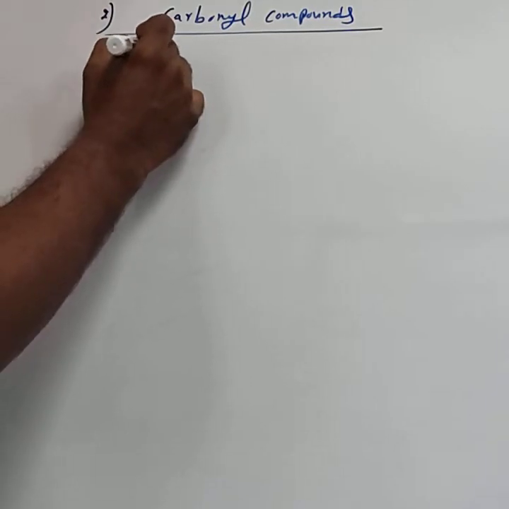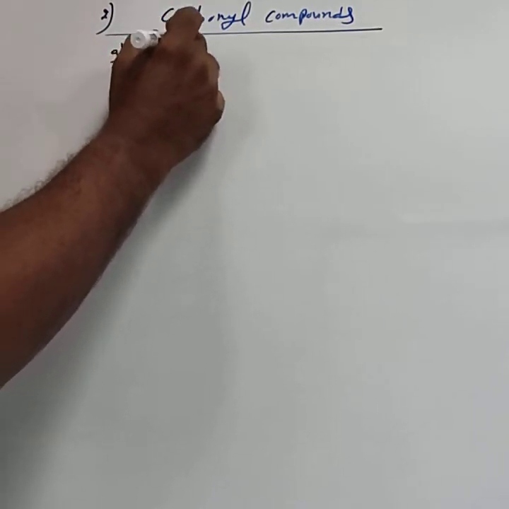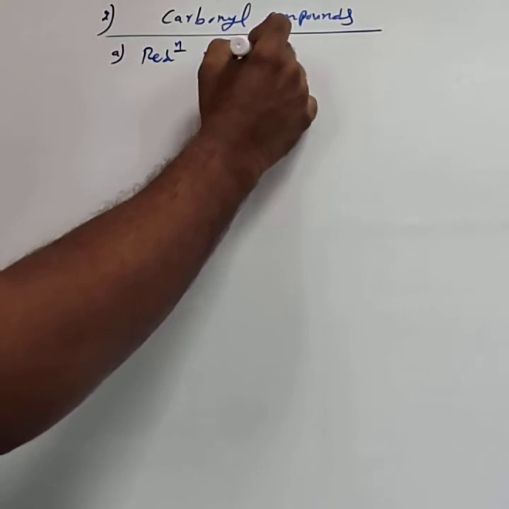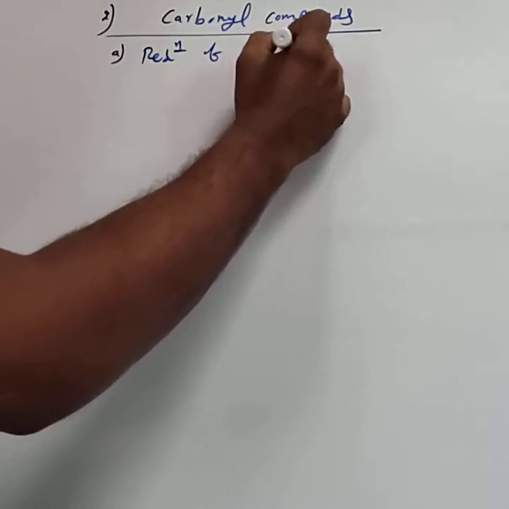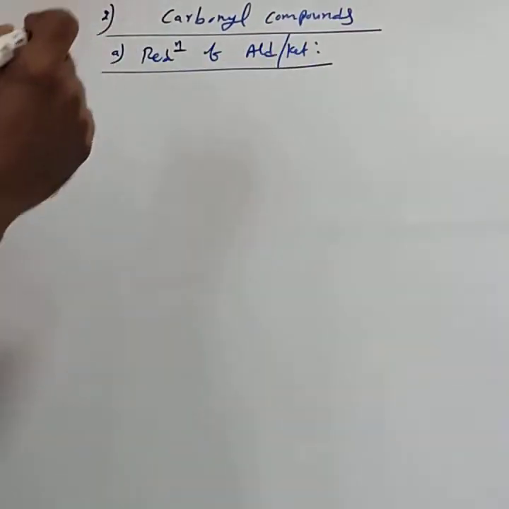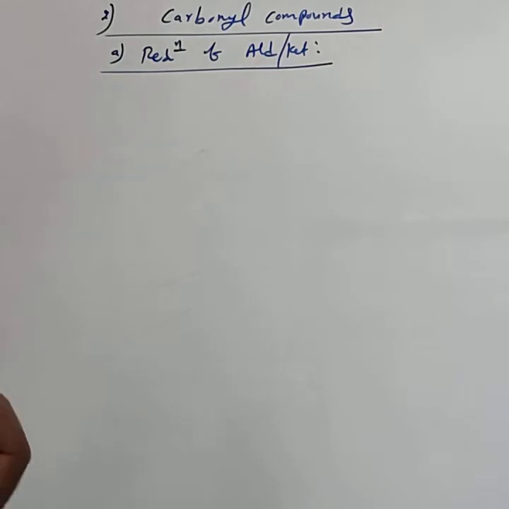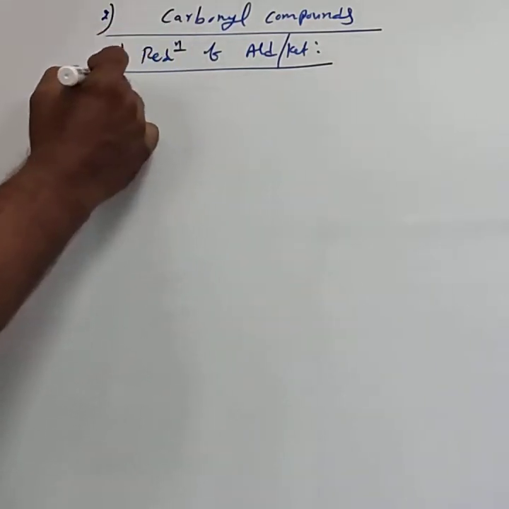The method name is by the reduction of aldehydes and ketones. Already we know the reduction definition. Addition of hydrogen is called reduction.